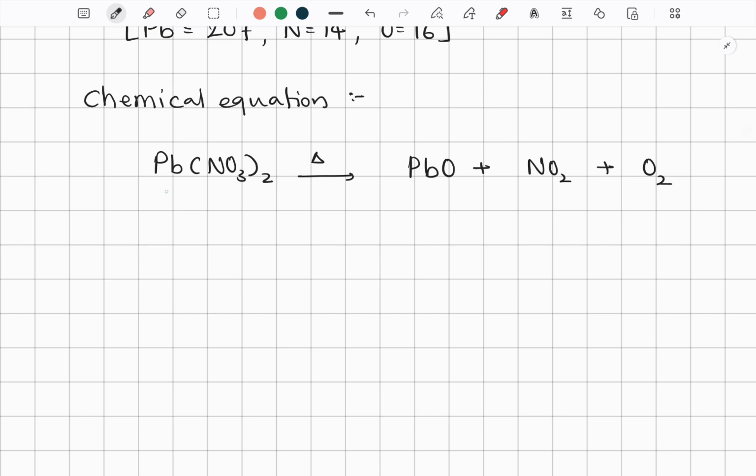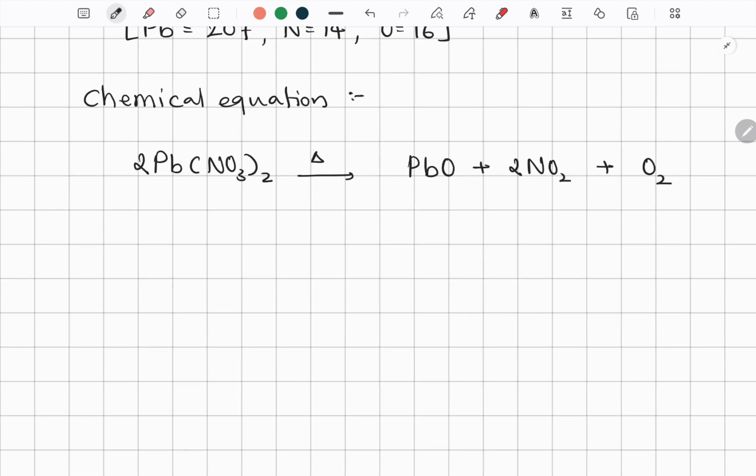Now let's try to balance the chemical equation. Here we have one lead, 2 nitrogen. On the right we have only one nitrogen, so we'll multiply with 2 over here. Then we have 6 oxygen on the left, but on the right we have 1 plus 4, 5, and 6, 7. So on the LHS we have 6, on the RHS we have 7 oxygen. So we have to balance this chemical equation. So let's multiply over here with 2, and we have to multiply over here as well by 2.